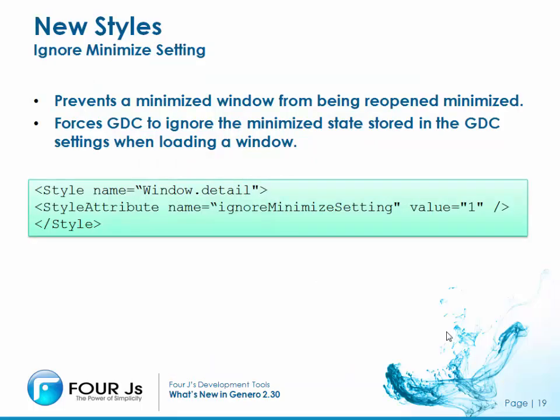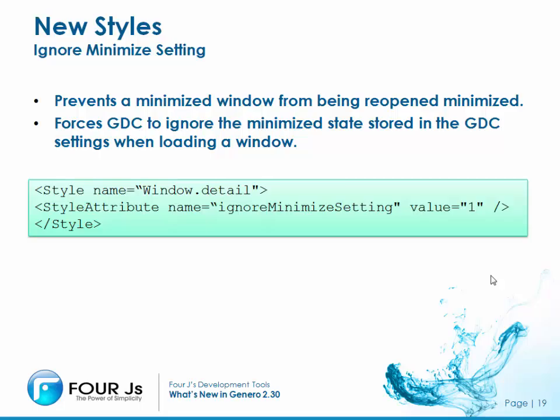Another helpful style with your windows is to set Ignore Minimize setting to 1. What this means is that if your user has minimized a window, typically the Genero desktop client will preserve those user settings, and the next time that window is opened, it opens minimized because that's how the user left it.